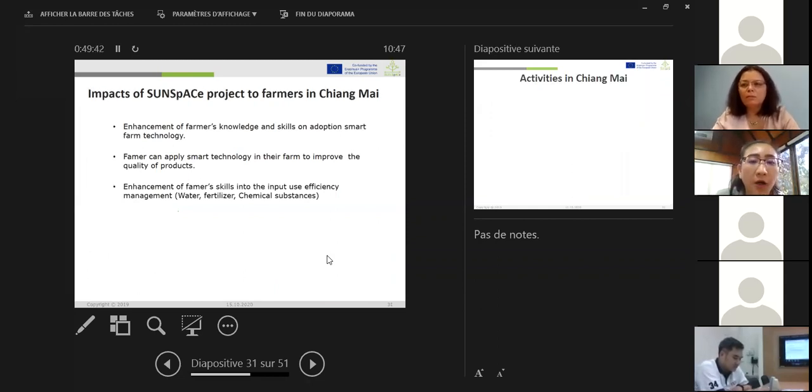So for the impact on farmers after we implement the SpACe project in Chiang Mai, the farmers can enhance their knowledge and skill to adopt smart farm technology, and they can apply smart technology in their farm to improve the quality of the product. Additionally, they can enhance their skill in terms of input use management, like reducing the amount of water, fertilizer, and chemical substances in their production, to enhance their production process.